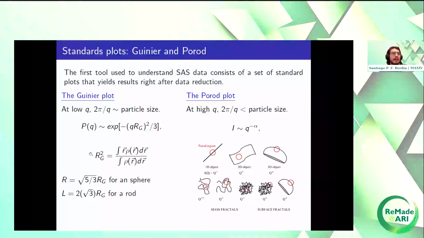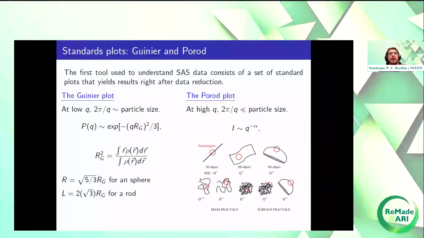And this parameter is related to some characteristics of our sample. For example, for a sphere, we can relate the radius of gyration with the radius of the sphere. Or if we have a rod, we can get the length of the rod.